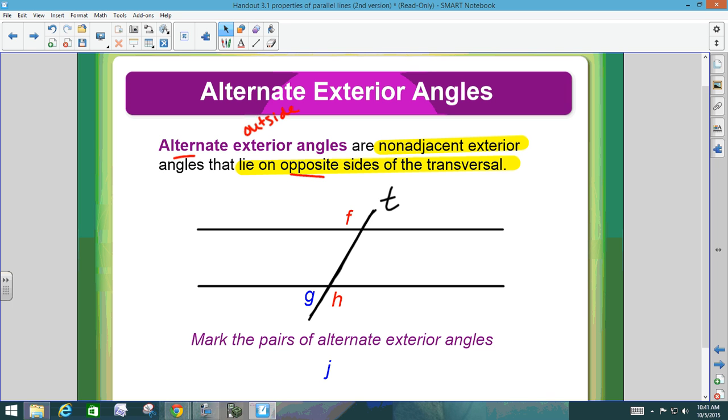G, if I put him adjacent to H, outside of the two lines, left of the transversal, then J has to be right of the transversal and on the outside. Alternate exterior. Can you guess the abbreviation for alternate exterior? AE angles.